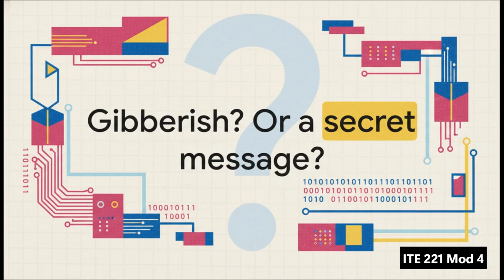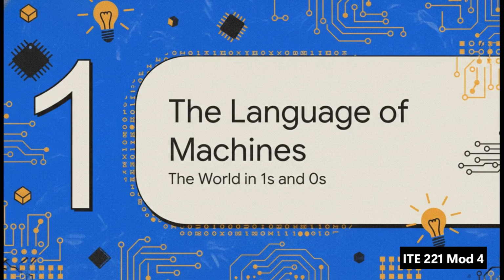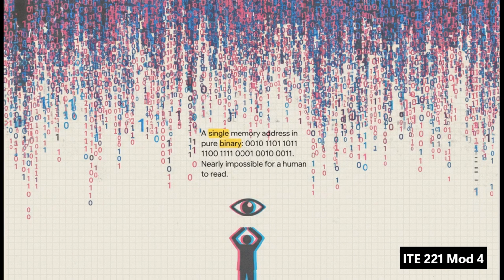Well, to crack the code, we first have to understand the language the machine is speaking. See, deep down, at their very core, computers are actually incredibly simple. They only understand two things, on or off, 1 or 0. We call this binary, and while it's absolutely perfect for electronics, for us humans, it's kind of clumsy. I mean, just look at this wall of ones and zeros. That's just a single location in a computer's memory. Can you imagine trying to read or write this stuff all day? It would be a total nightmare. There has to be a better way.